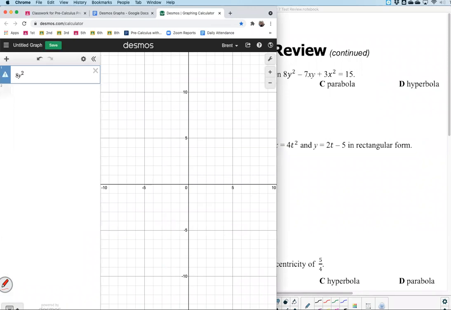8y squared minus 7xy plus 3x squared. By the way, you haven't seen an xy yet. What this does is it rotates the shape. So whatever the shape is, it gets rotated. It also eliminates a circle from being the answer here. It's not going to be a circle if you have an xy. So it's rotated. What is that shape? An ellipse. So we have an ellipse here that's rotated.